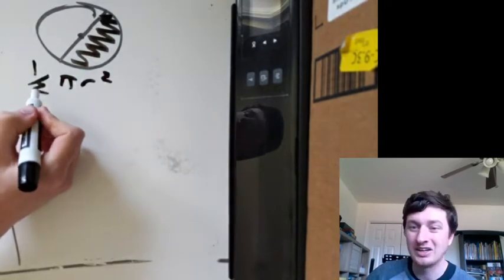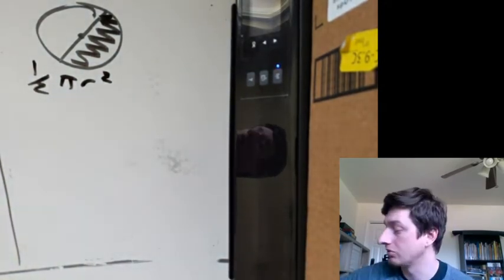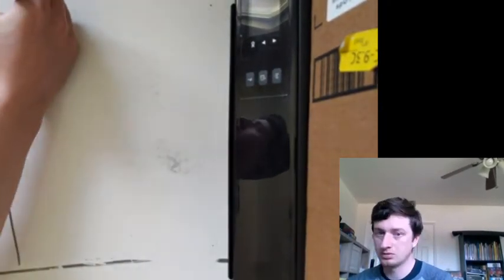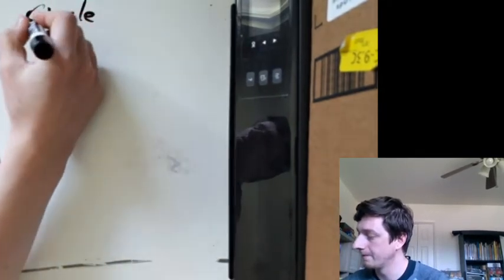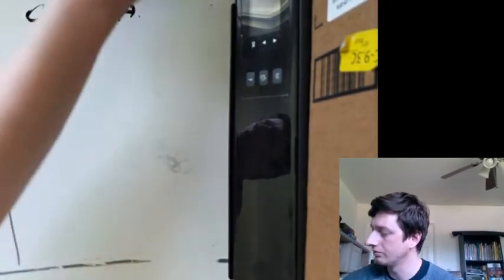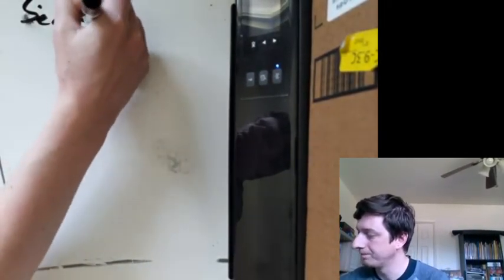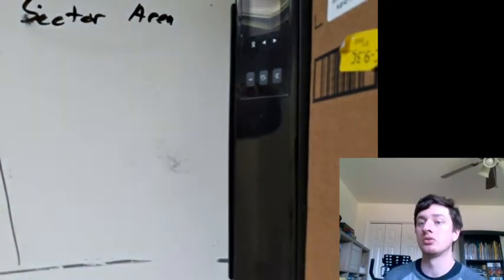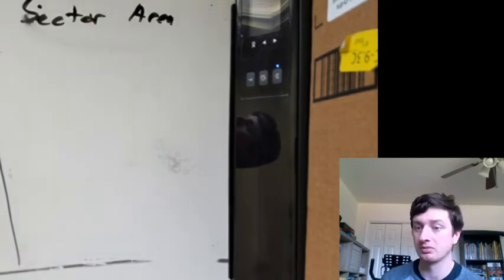But what if the angle is like 12 degrees? We want to do something different. So that's what we're going to do: sector area. Oh, I'm sorry, not circle. This is going to be the ratio again between the degrees of the angle and 360.